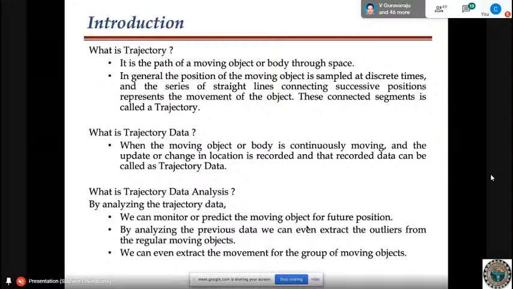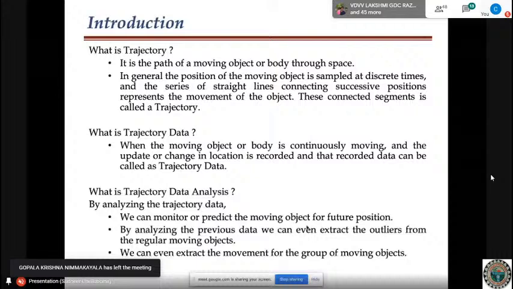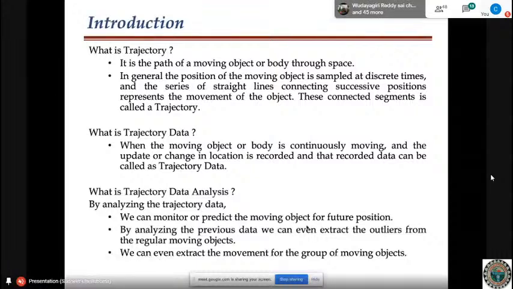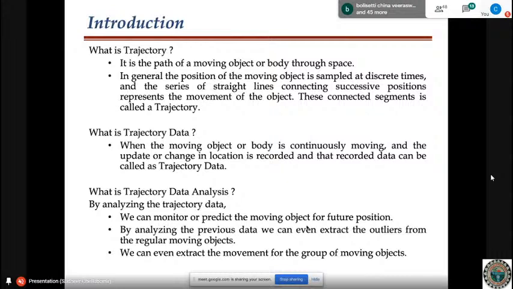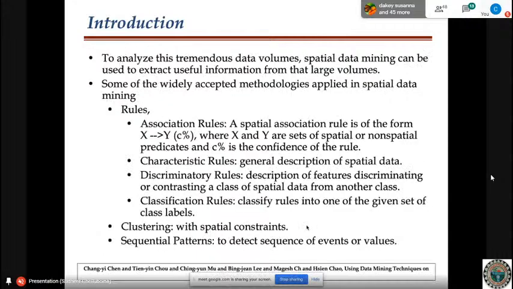Suppose there are 100 trucks going along the normal route and performing well, but one of the trucks has deviated and is doing something different. It is not going along the route, so that is an outlier. We can intimate the cops or the regular authority people who can take action on them. Those kinds of results we can draw from this analysis.